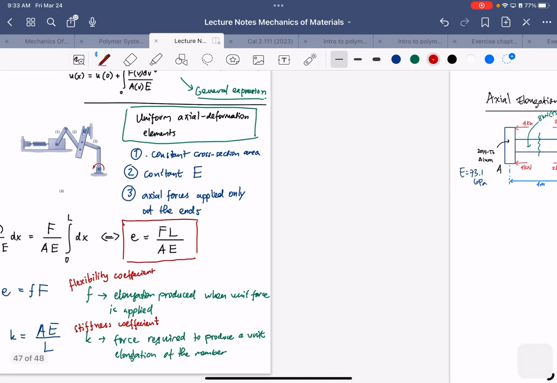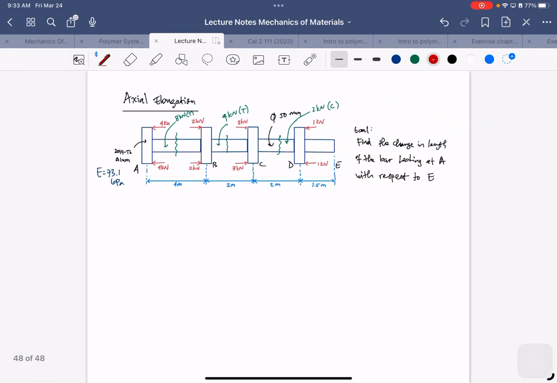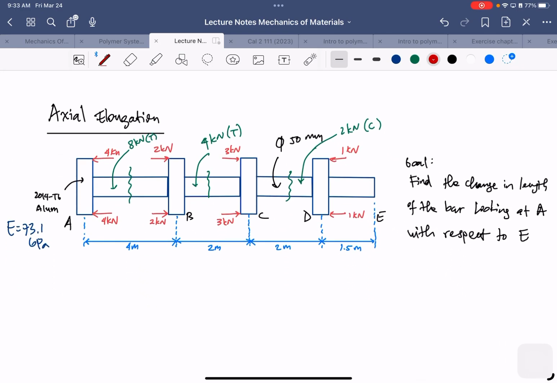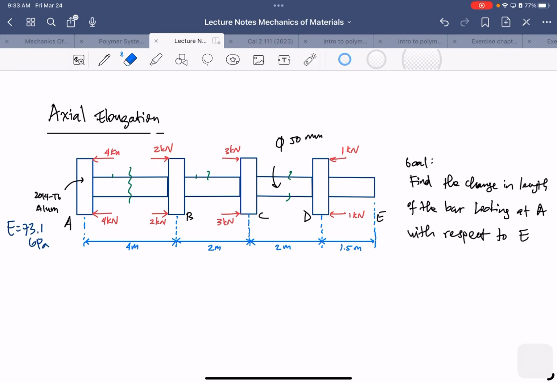Let me give you an example. Okay, this question here. Let me erase some part here. This is actually part of the answer, so let me explain later. What is that? So we have aluminum, I think, yeah. Aluminum.